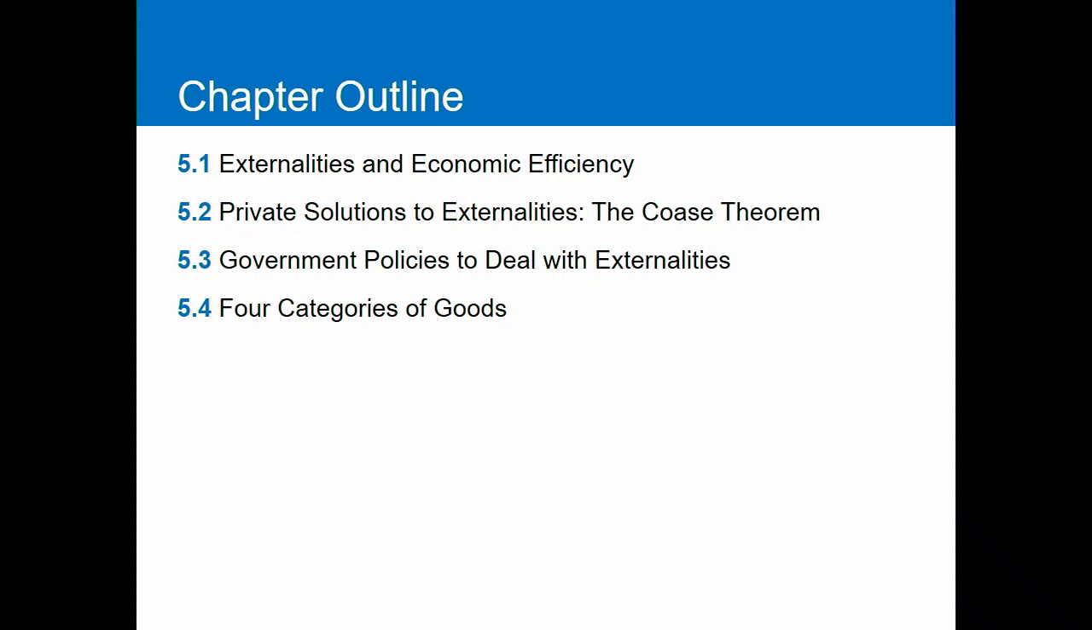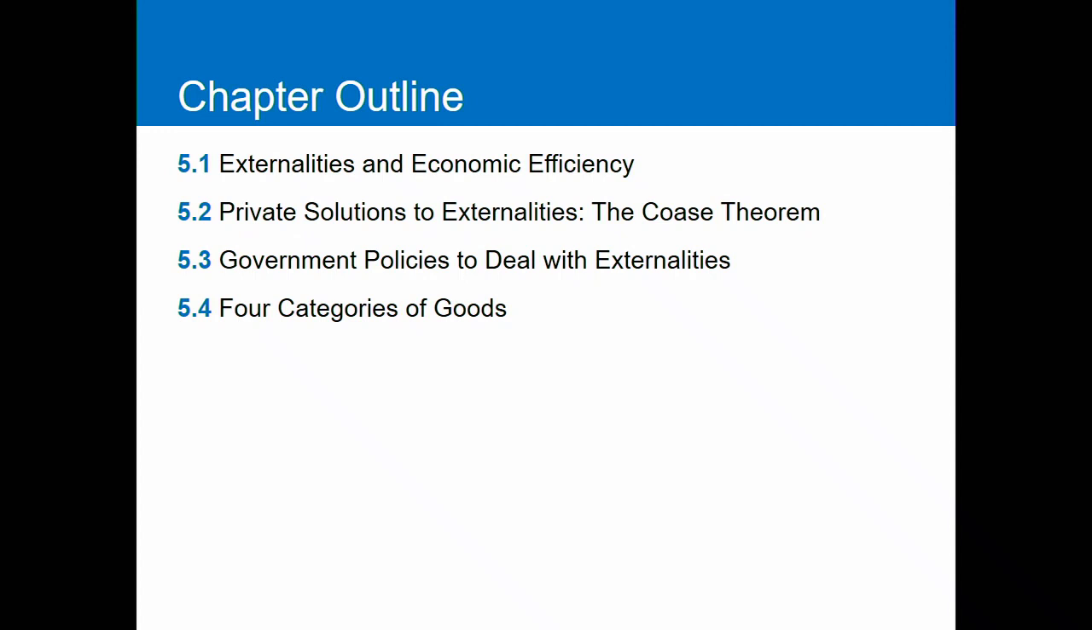Then we'll look at the Coase theorem. The Coase theorem is a private solution where you have individuals, consumers, firms, whoever, getting together and solving the externalities themselves. Then we'll look at government policies to deal with externalities.